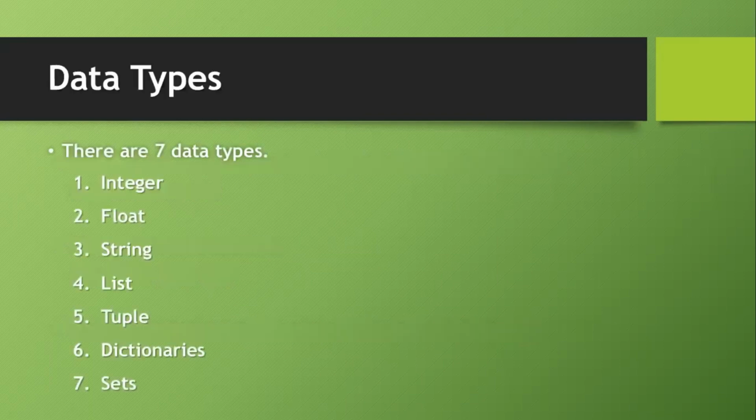Let's move to the data types. There are basically 7 data types. The first one is the integer data type. Then there are float, string, list, tuple, dictionaries, and sets. We'll be studying all 7 data types ahead.